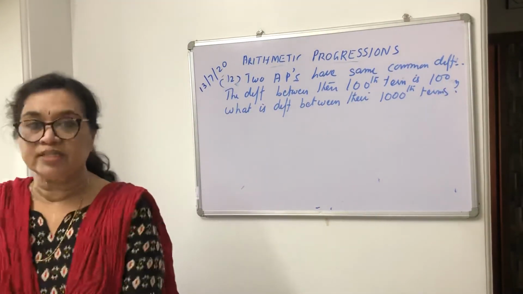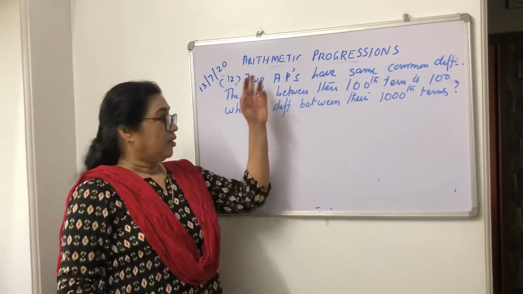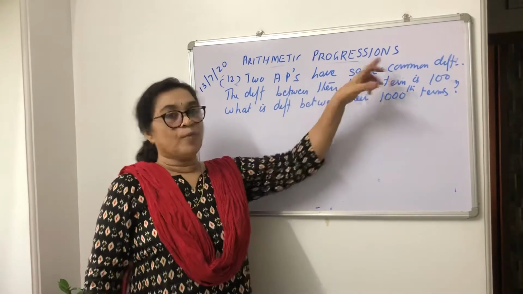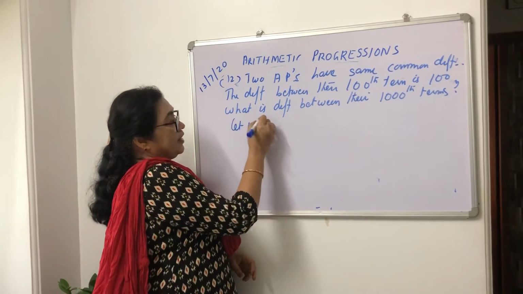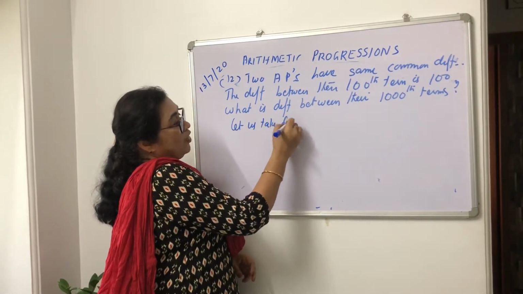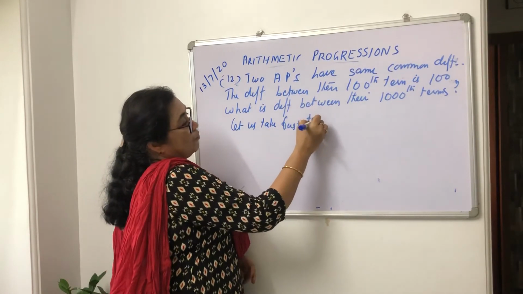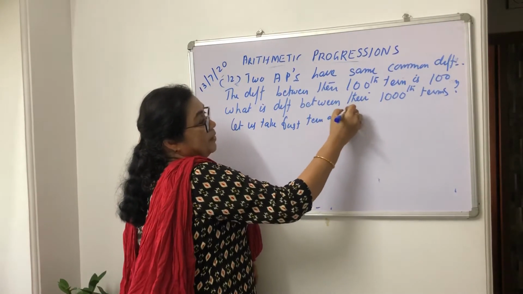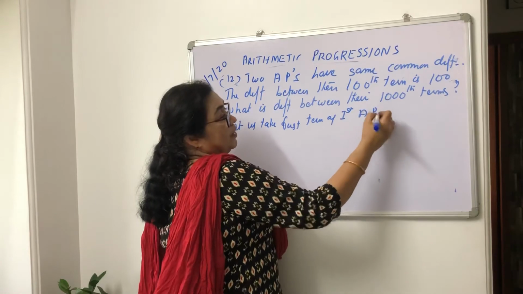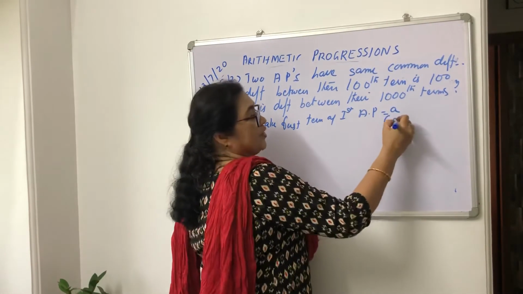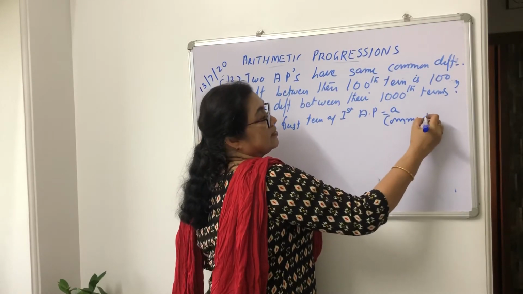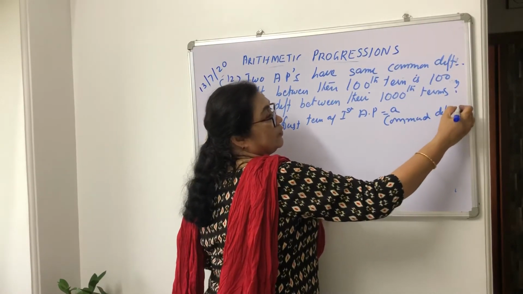So you have to consider two APs. In both the APs, the common difference is the same. So let us take the first term of the first AP as a, and the common difference as d.